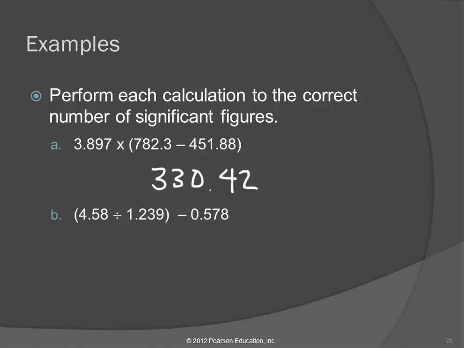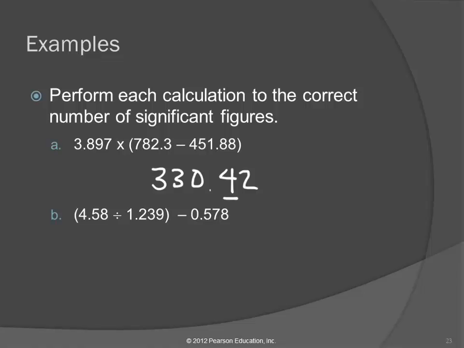Now I need to address, if that was the final answer, how many significant figures should it have? Subtracting again. So we look at the individual numbers that it came from. This one has 1 decimal place, and this one has 2 decimal places. This result here then should have 1 decimal place. So I'm going to underline the 4, and I'm going to make a note to myself. That's the last significant digit.